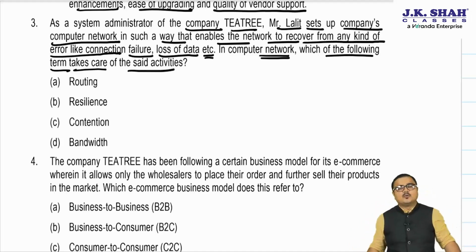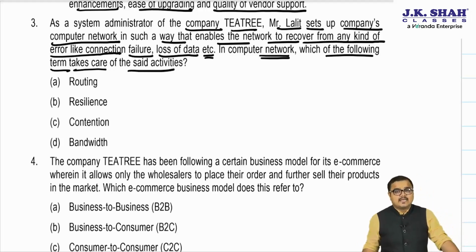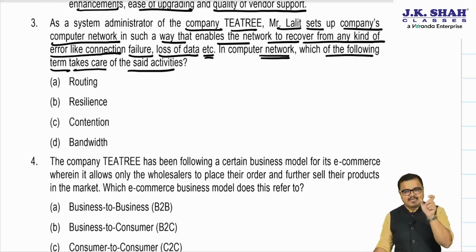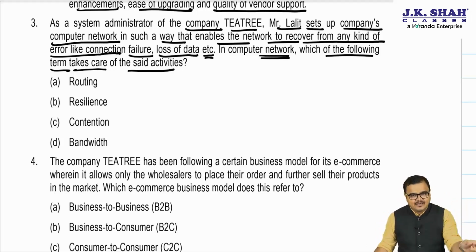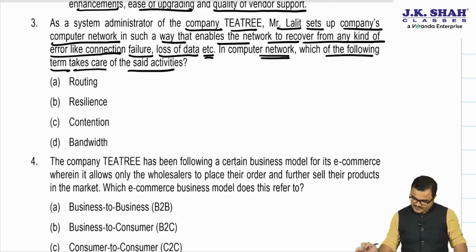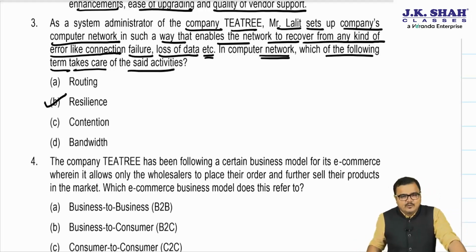First one, routing. Routing means the route selected to transfer the data. Yes. Resilience. Yes, sir. Resilience means setting up the network with such care that in case of connection failure or any error, the data would be able to recover very easily or the system could be reconfigured very easily. Agreed? Yes, sir. So the right answer is what? Sir, resilience. But I would like to explain both the terms further also. Contention, that is a fight for common resources.